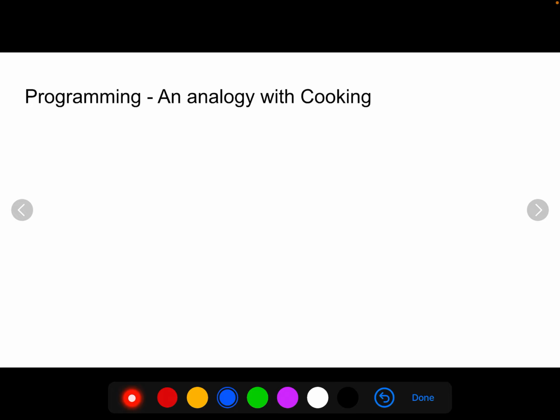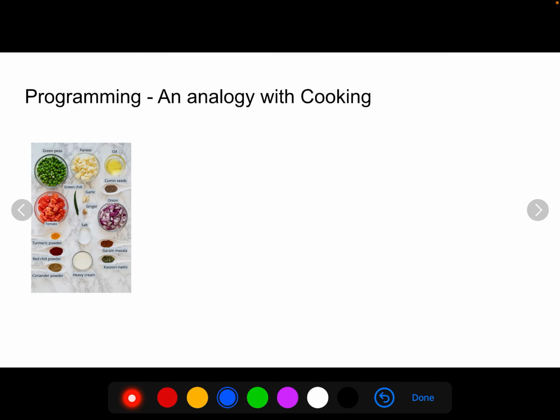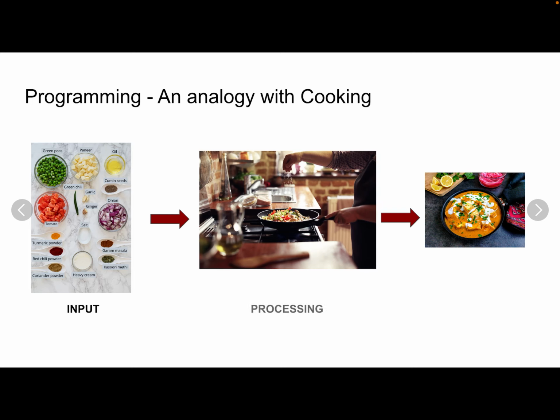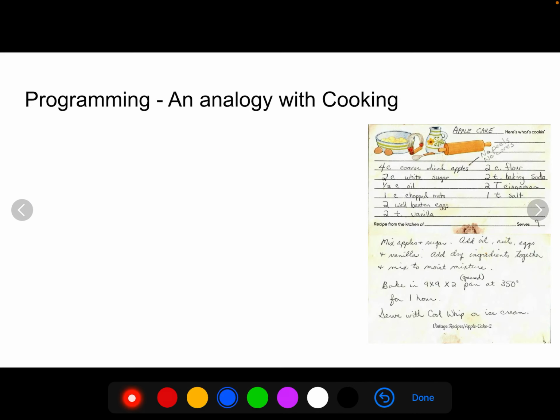Okay. Now let's look at programming as an analogy with cooking. Okay, so in cooking, what do we have? We have some ingredients taken in some specific quantity. Then we do some processing, and finally, tada! We have our dish prepared. So in the context of programming, what we do is we have some input, we do some processing, and finally, we have the output.